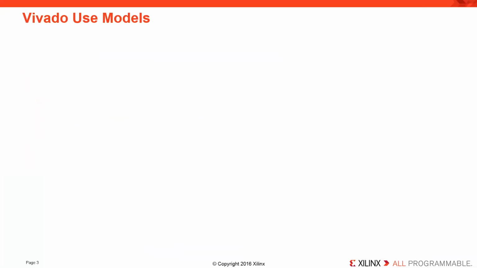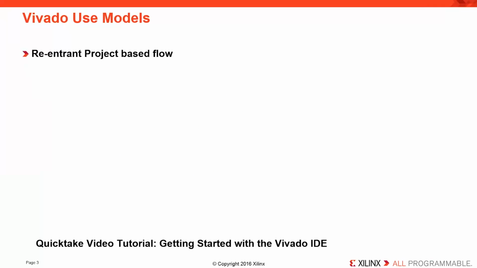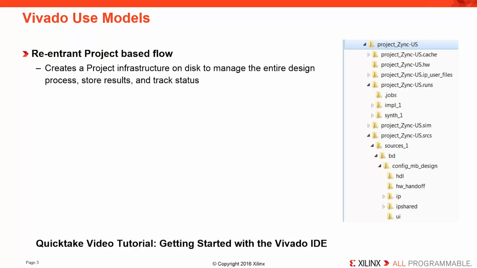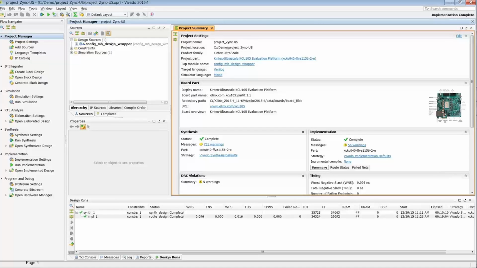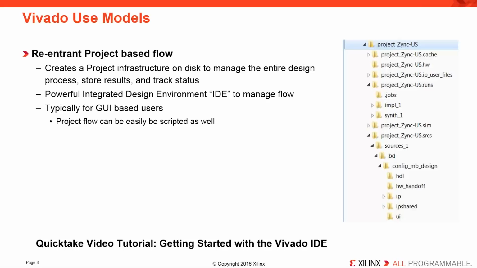And now I'd like to introduce the main Vivado use models, starting with the project-based flow. The project-based flow is a reentrant flow that creates a project infrastructure on disk to manage the entire design process, store results, and track status. It's used in conjunction with the Vivado IDE, which is a powerful integrated design environment to configure and manage the entire design process. This flow is typically used by GUI-based users, but the entire flow can be scripted in Tcl as well.